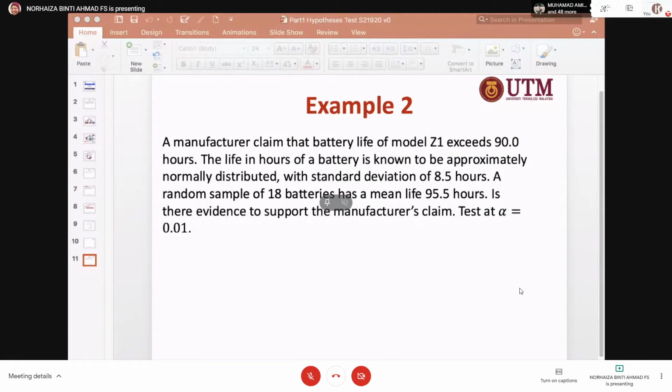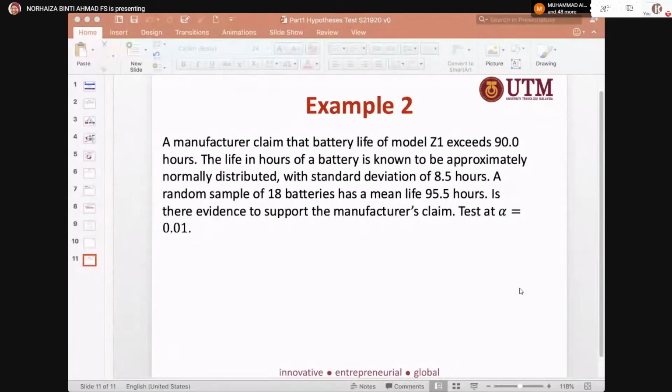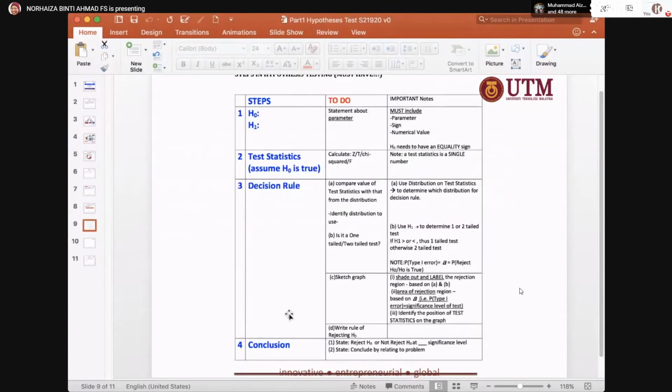There is a slight difference for the ratio of variances and the difference between two proportions, but the rest should be the same. So you just follow these rules and you will be okay. Any question?